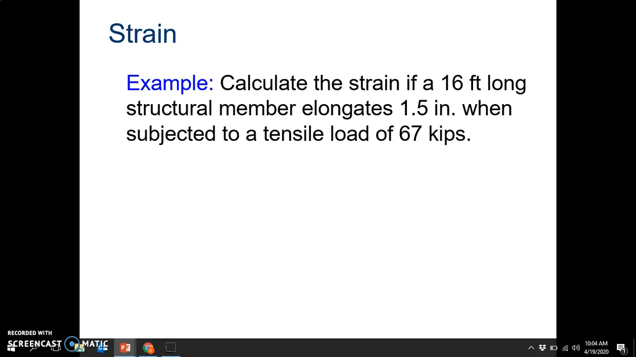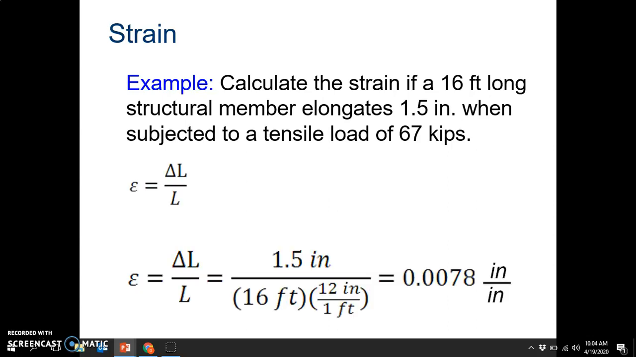What is the original length? Wrong. It's not 16 feet, because if we say 16 feet, we have inches over feet. So you have to convert 16 feet to inches. So I'm going to do 1.5 inches divided by 16 feet converted to inches. So my strain is 0.0078 inches per inch. So what that means is for every 1 inch of member that I have, it is going to elongate 0.0078.